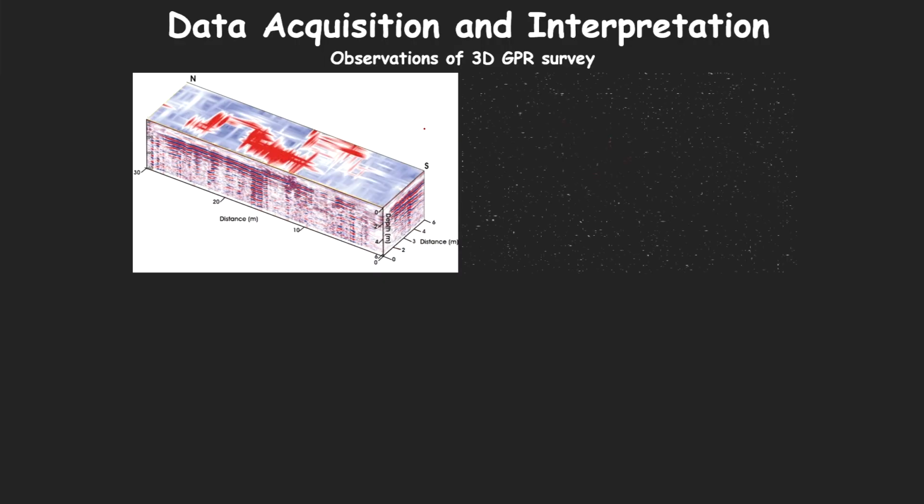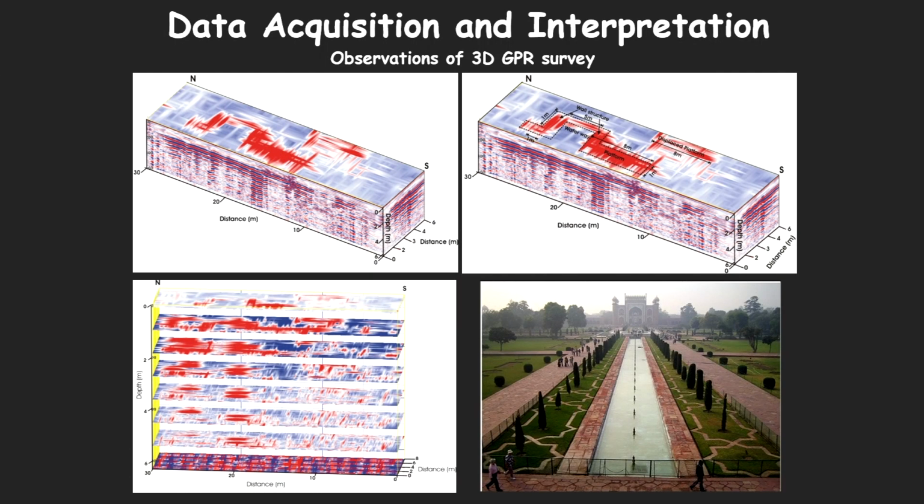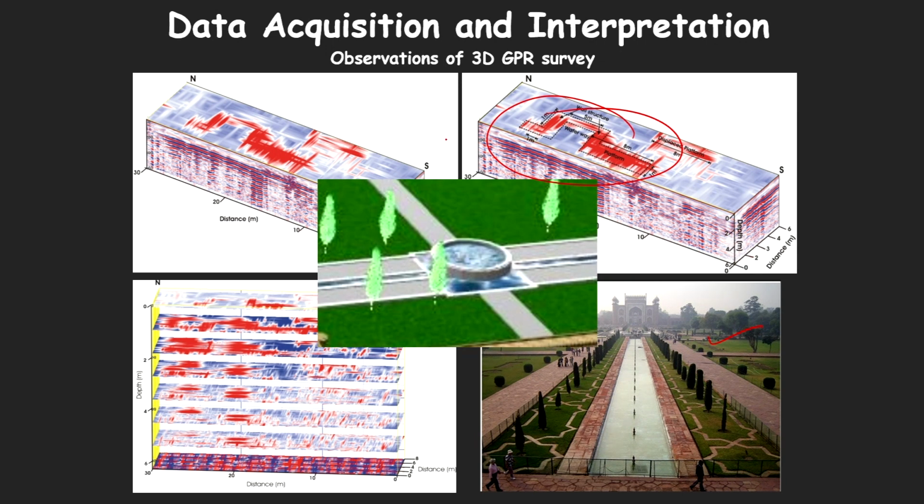So this is what our interpretation is, and this is usually seen in most of the gardens which were constructed by the Mughals. There will be a pathway in between and all that. So probably this is indicative of that.